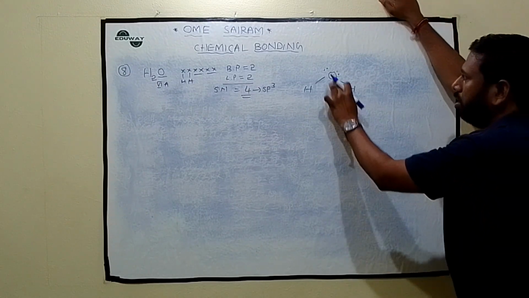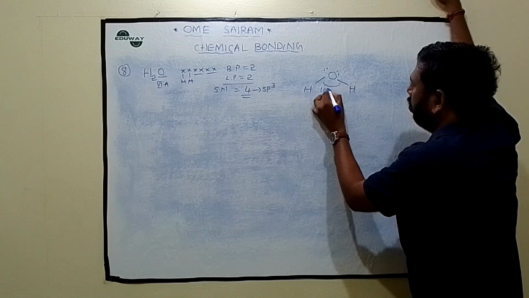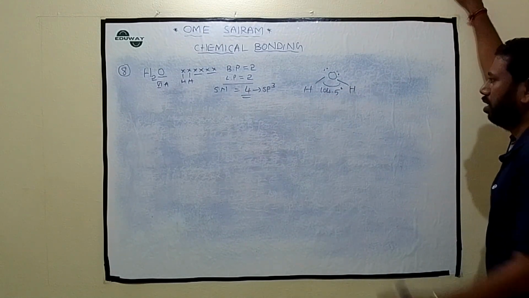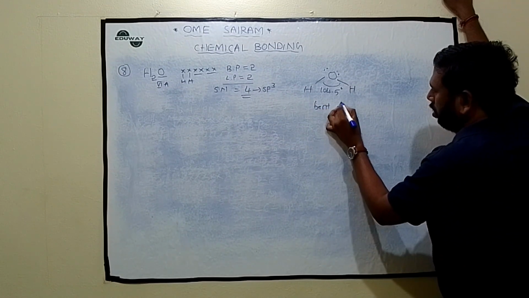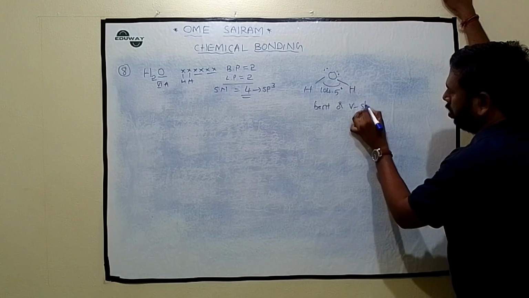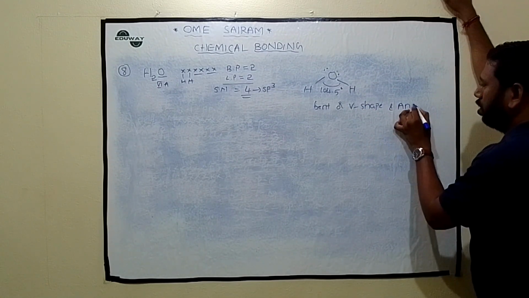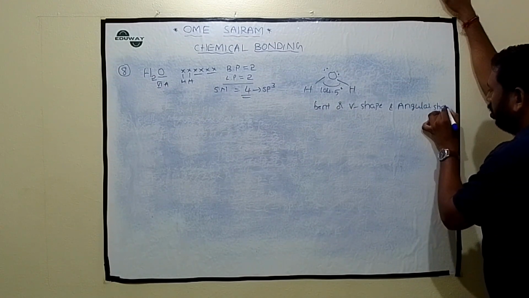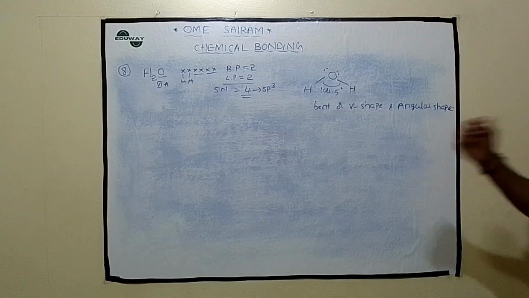So 2 bond pairs and 2 lone pairs, and the bond angle is 104.5 degrees. The shape is bent shape, or V shape, or angular shape. We can say any name.